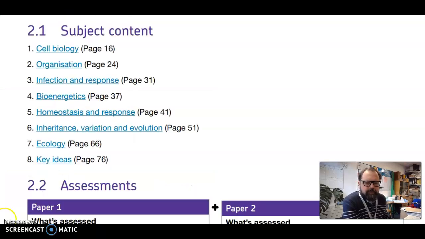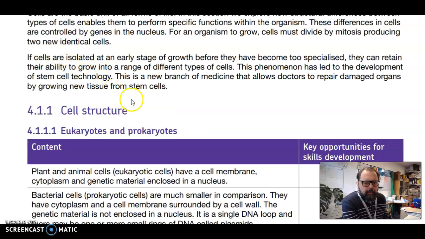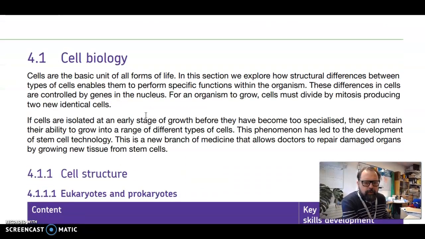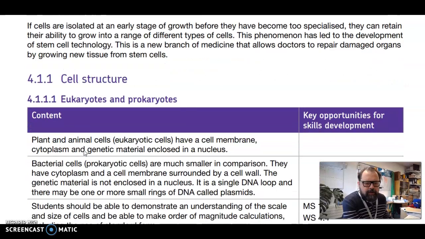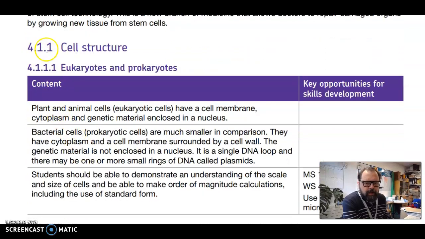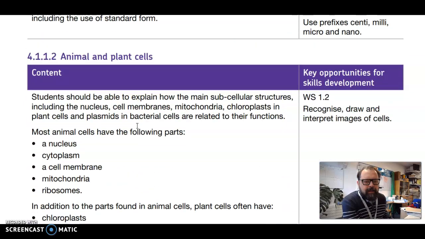One way of navigating the specification is to use the links that are on page 7, which is the subject content page, and I can see here that cell biology has a link and I can click on that. Now you can see here that section 4.1 is referred to as cell biology. It's part 1 of section 4, and it's divided up into subsections which also have a code.